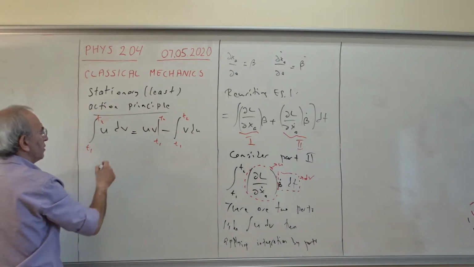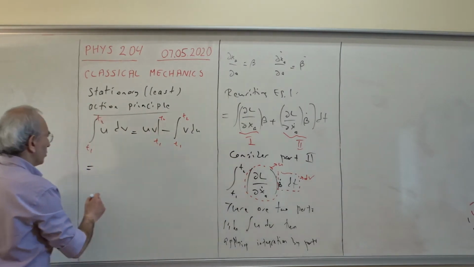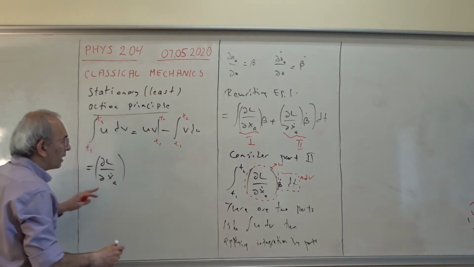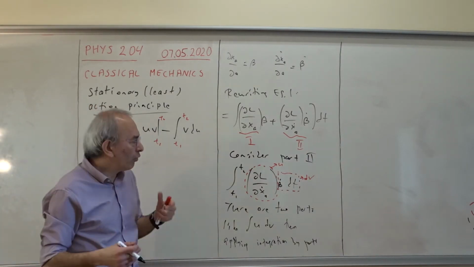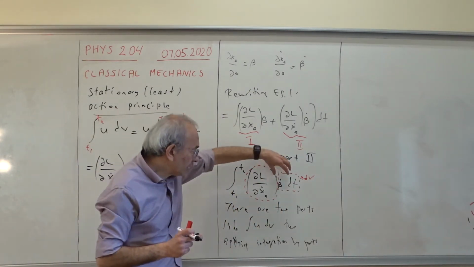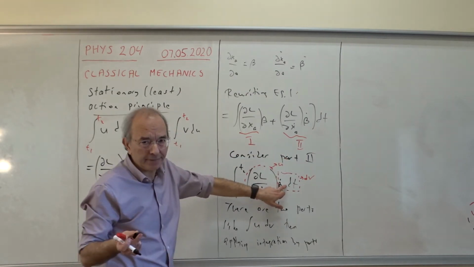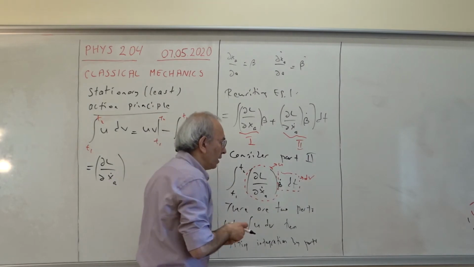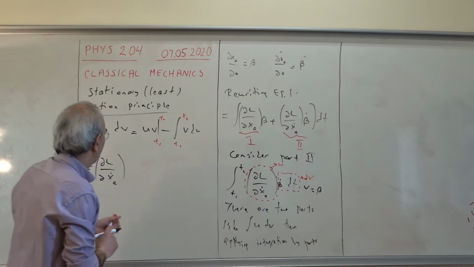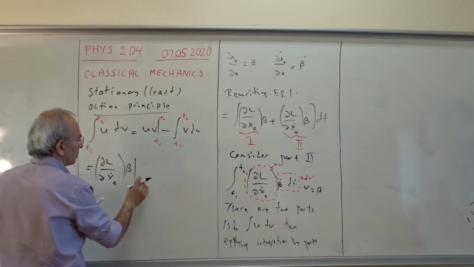Let me consider this one. U and v. What is u? Simply del L by del xa dot, multiplied by v. But what is v? If we assume the second part as dv, then the integral simply becomes beta. So v is simply beta, and we have a beta here between limits t1 and t2.